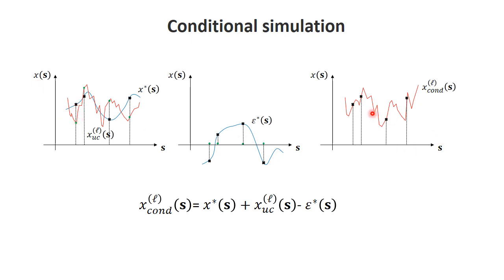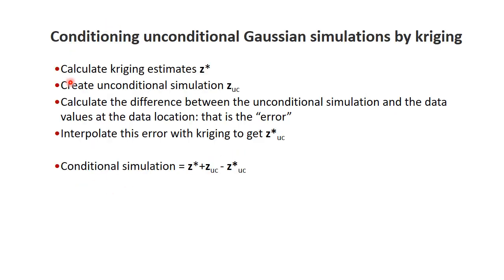And of course, what that does is at the data locations now you'll find essentially no error, but you will maintain the properties of this red curve. That means that it will maintain the standard normal distribution and it will maintain the covariance, and that's because the error is interpolated with kriging. Again, that's a theoretical result that you can find in the literature. So this is simply the way to do it. You krig, you create an unconditional simulation, you calculate the difference, you interpolate this error, and then you just add everything up.